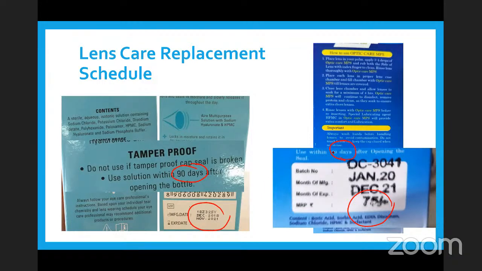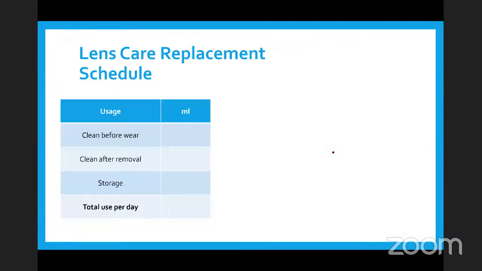So when you open a solution, take a marker pen and write on the bottle or the box which date you opened it. And 90 days from there, you need to discard the solution. The next common question which we normally face is, my solution lasts for 6 months, for 8 months, for 3 months. But this is what you can now explain to your patient.